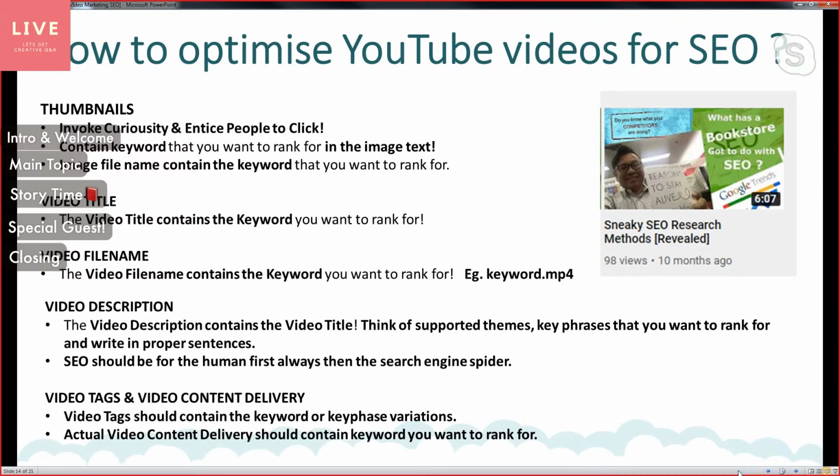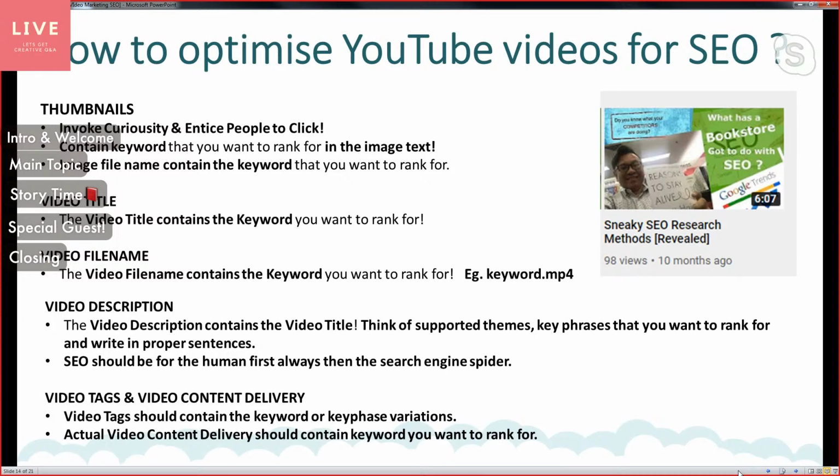The video file name, a lot of people don't realize, but after you record the video, you must save the file name that contains the keyword. Like for example, what is SEO? If my video is talking about what is SEO, then my video file name must be what is SEO.mpeg4. And next we move to the video description, which is below. The video description must contain your video title at least once.